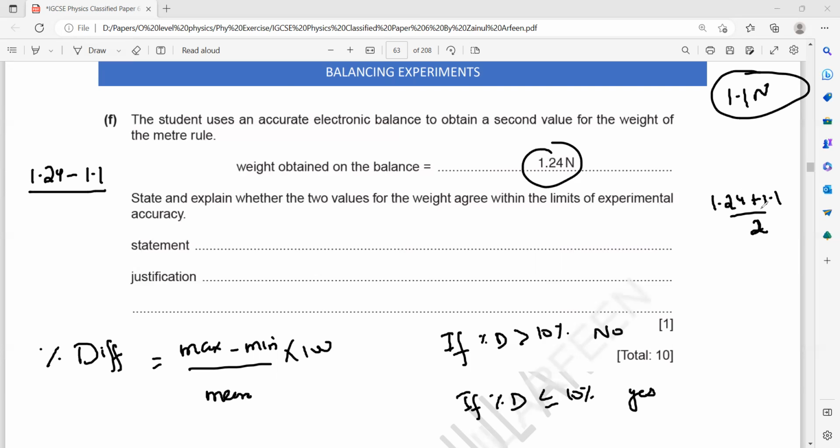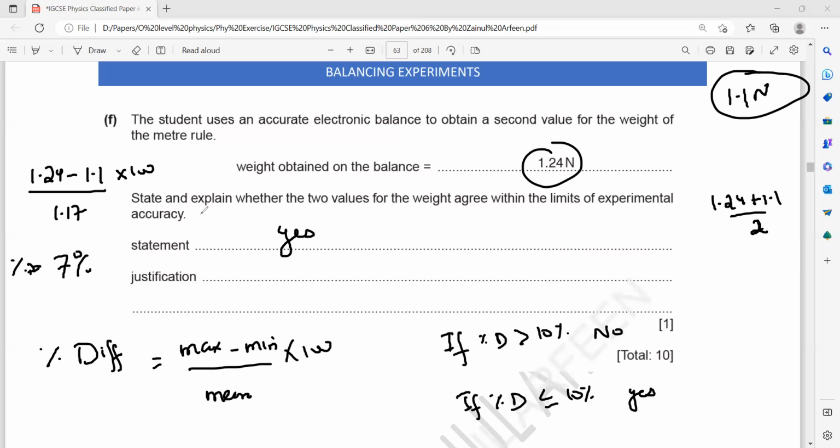What's the answer for the average? 1.24 plus 1.1 is 2.34. 2.34 divided by 2 is 1.17. So, into 100, 1.24 minus 1.1. So the final answer is 7%. The percentage difference is 7%. If the percentage difference is 7%, it means it is less than 10%. So what will we say? Yes.